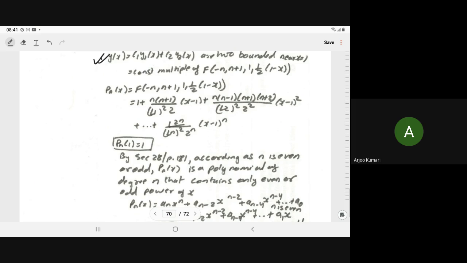So c1 times the first solution means a constant multiple of the hypergeometric function. It is the constant multiple of F(-n, n+1, 1, t), and in place of t we have the substitution 1/2 (1 - x). That is the solution, a constant multiple of F. That is the general solution here.